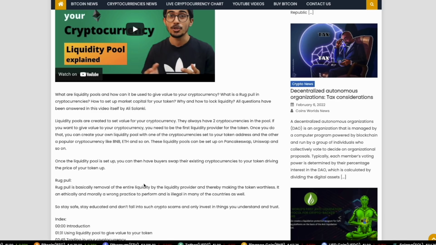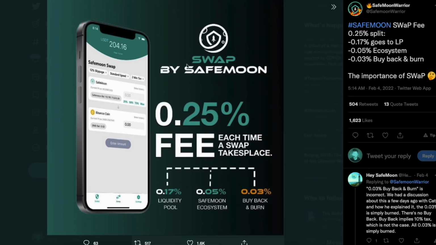So now let's fly on over to this. This is something that I brought up in my last video, Swap by Safemoon. 0.25% fee each time a swap takes place. Not each time a swap of Safemoon takes place, it's each time a swap takes place on the decentralized exchange Swap by Safemoon. 0.17% of every transaction gets deposited into the liquidity pool, further growing the liquidity pool for Safemoon. And also you have 0.05% for the Safemoon ecosystem and 0.03% does the buyback and burn.